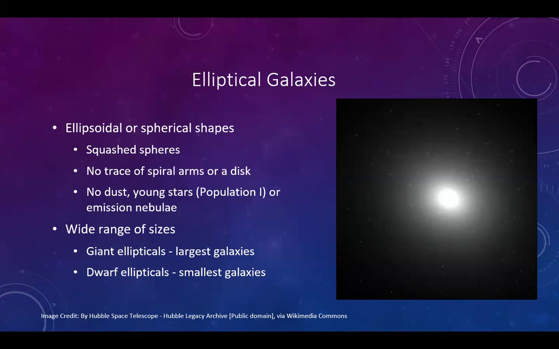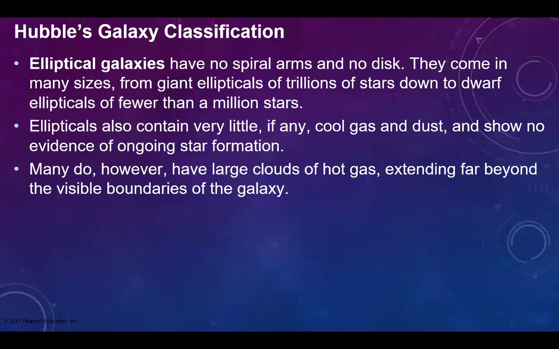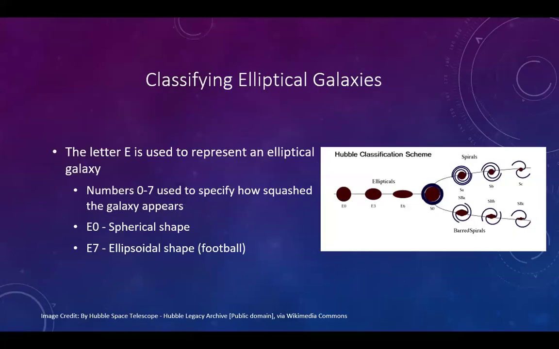Elliptical galaxies consist of both the biggest galaxies, giant ellipticals, and the smallest, dwarf ellipticals. And they're round, with no spiral arms and no disks. They come in many sizes. They contain very little, if any, cool gas and dust, and show minimal star formation. And many do, however, have large clouds of hot gas extending far beyond the visible boundaries of their galaxy, which indicates something may have happened in the past.